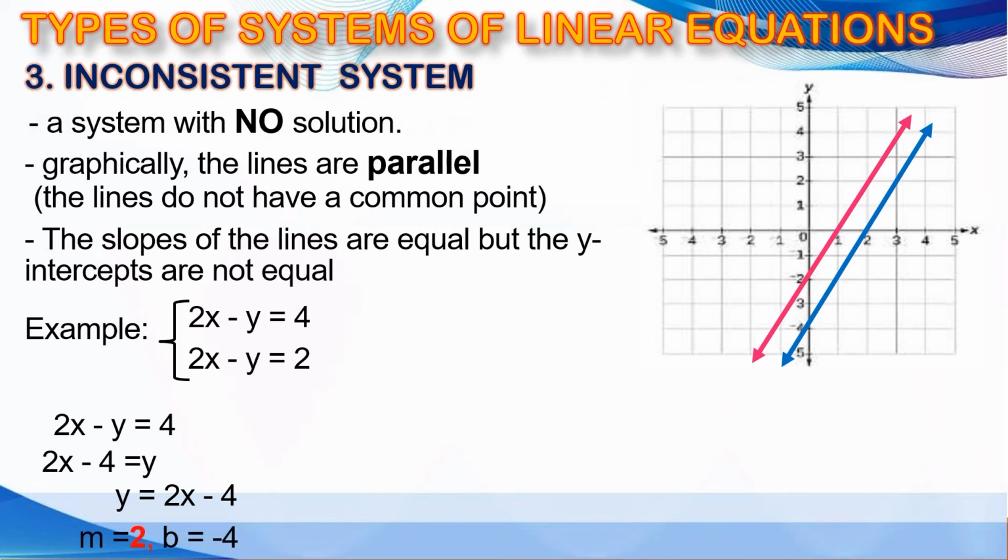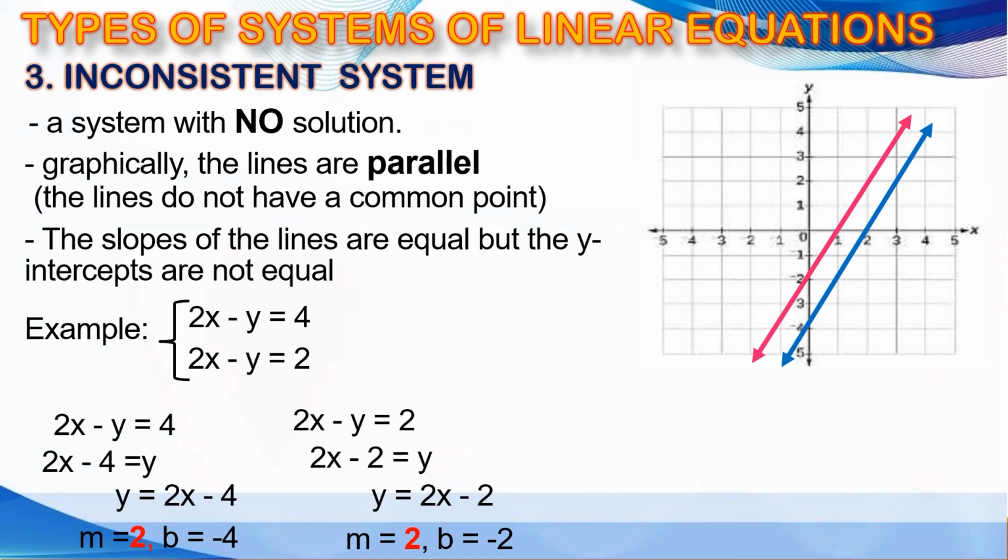For equation number 2, we have 2x minus y is equal to 2. Rewriting this in slope-intercept form, we have 2x minus 2 equals y, or y equals 2x minus 2 by the commutative property. So the slope is equal to 2 and the y-intercept is equal to negative 2. Comparing the slopes of the two equations, the slopes are equal and the y-intercepts are not equal.